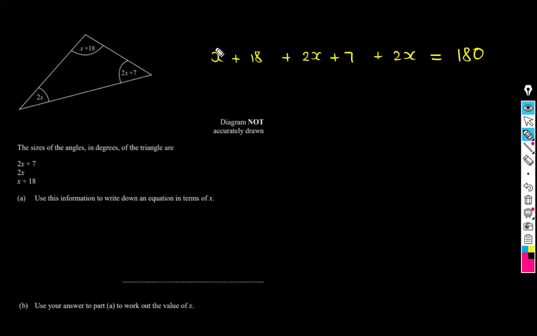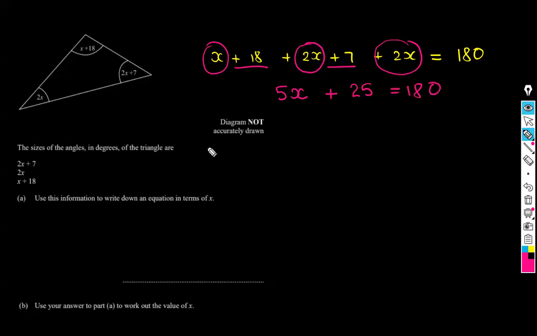So let's add up all the x's. 1x plus 2x is 3x plus 2x is 5x. And then we can add up all the regular boring values. 18 plus 7 is 25. So this here is the expression they're asking for. But I know we're more just concentrating on trying to solve for x.